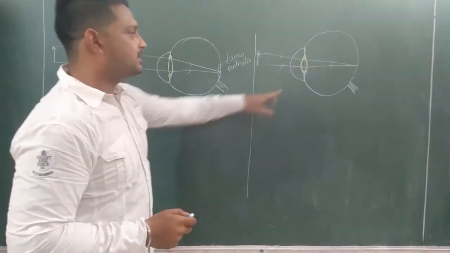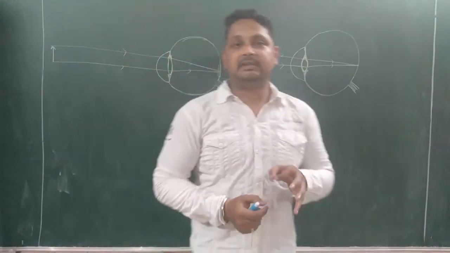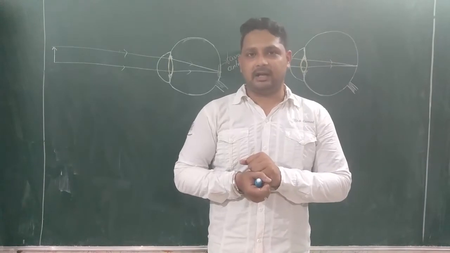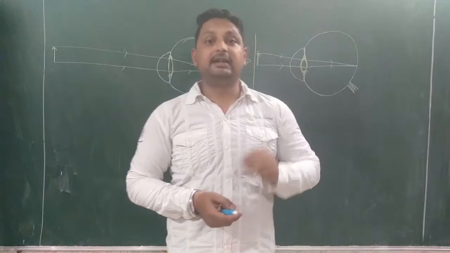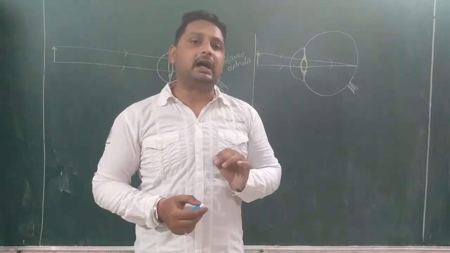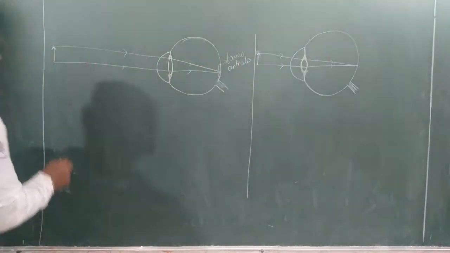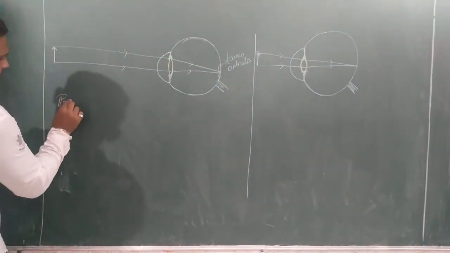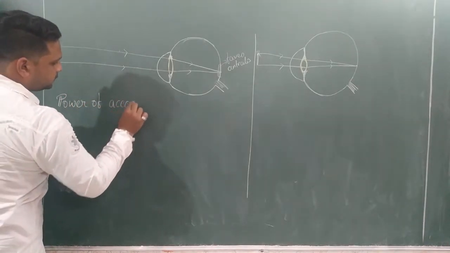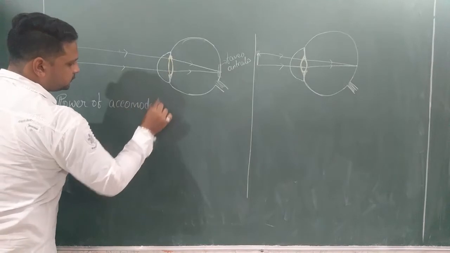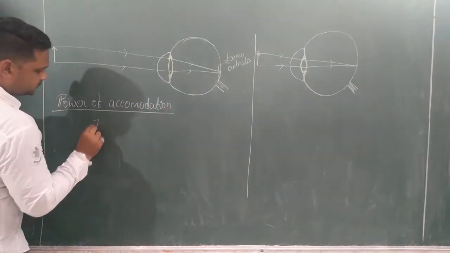This work is generally done by the ciliary muscles. The ciliary muscles adjust the human eye based upon the distance of the object. This ability of the human eye is called the power of accommodation. Note it.